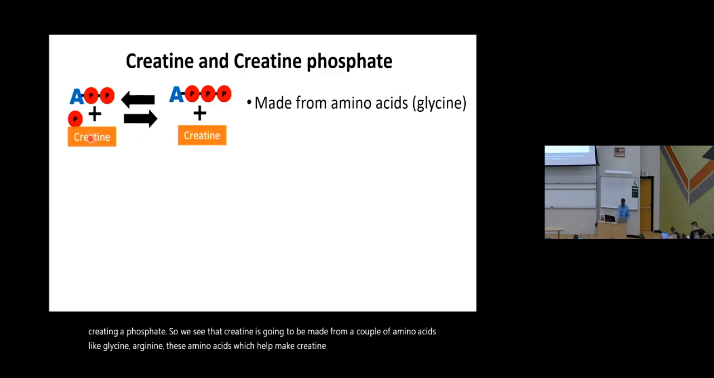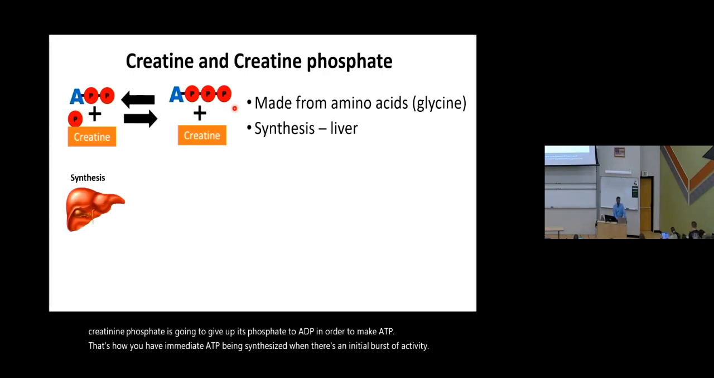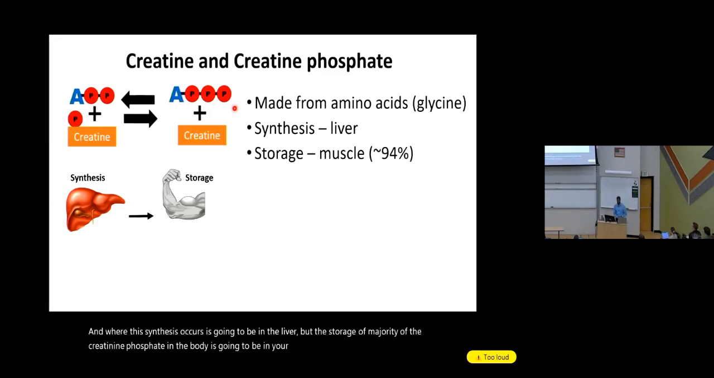And notice that this creatine phosphate is going to give up its phosphate to ADP in order to make ATP. Okay, that's how you have immediate ATP being synthesized when there's an initial burst of activity. The synthesis occurs in the liver, but the storage of the majority of the creatine phosphate in the body is going to be in your muscles. All right, so around 94% of the creatine phosphate will be stored in the muscles.